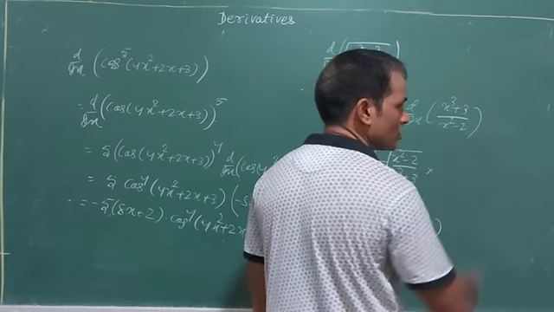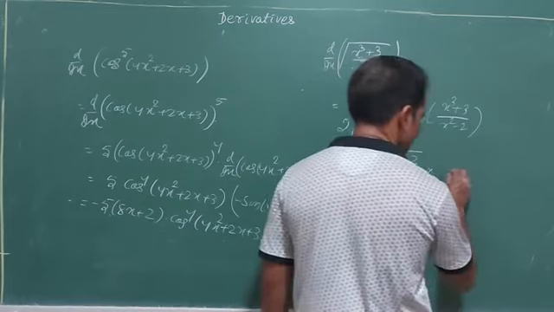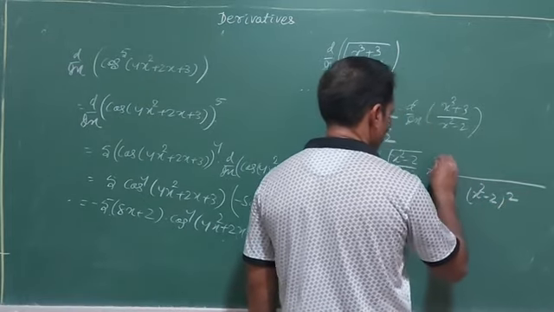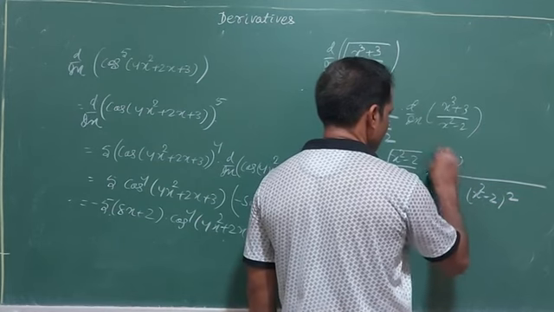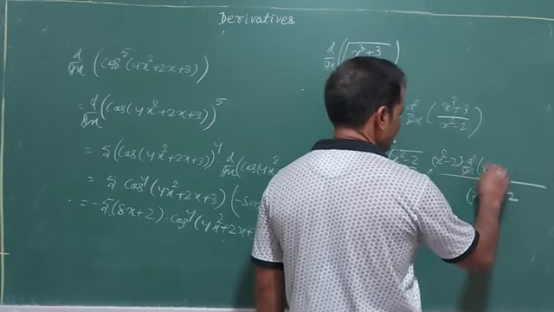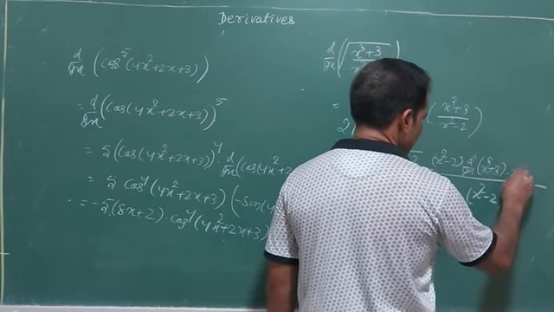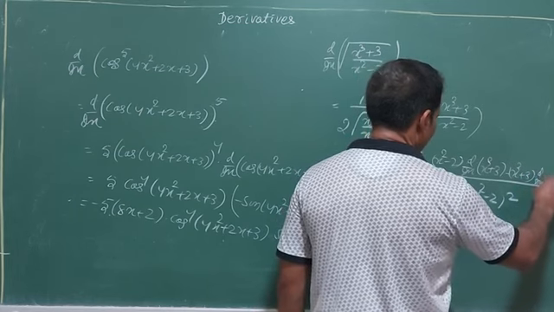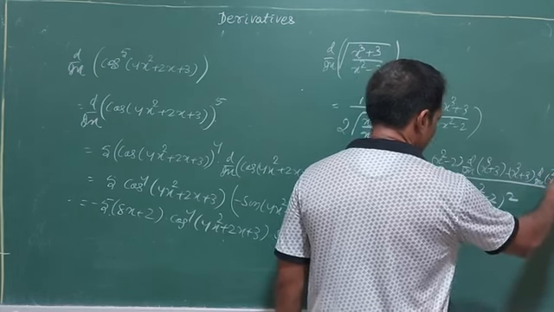Into the quotient rule. Already just before some time I told you, x square minus 2 whole square, x square minus 2 into dy dx of the numerator, minus x cube plus 3 into dy dx of x square minus 2.